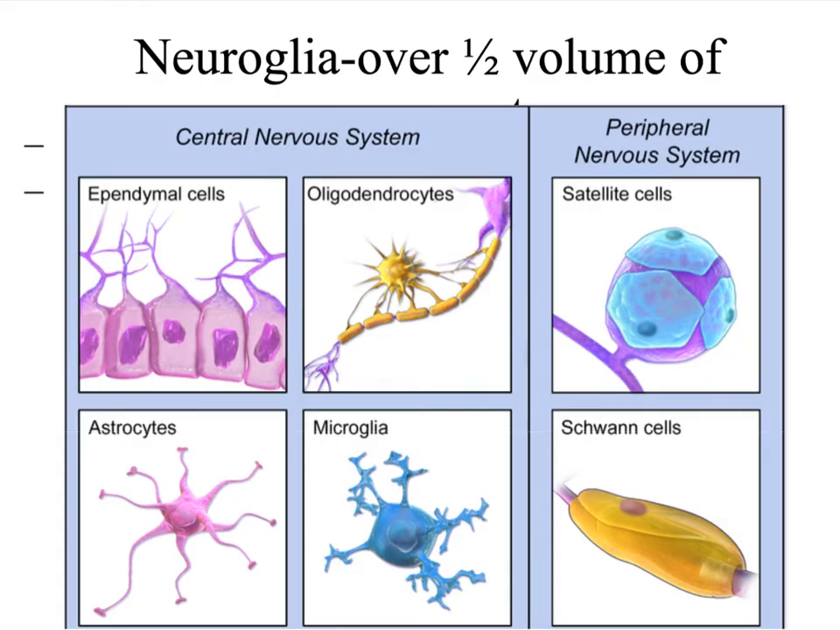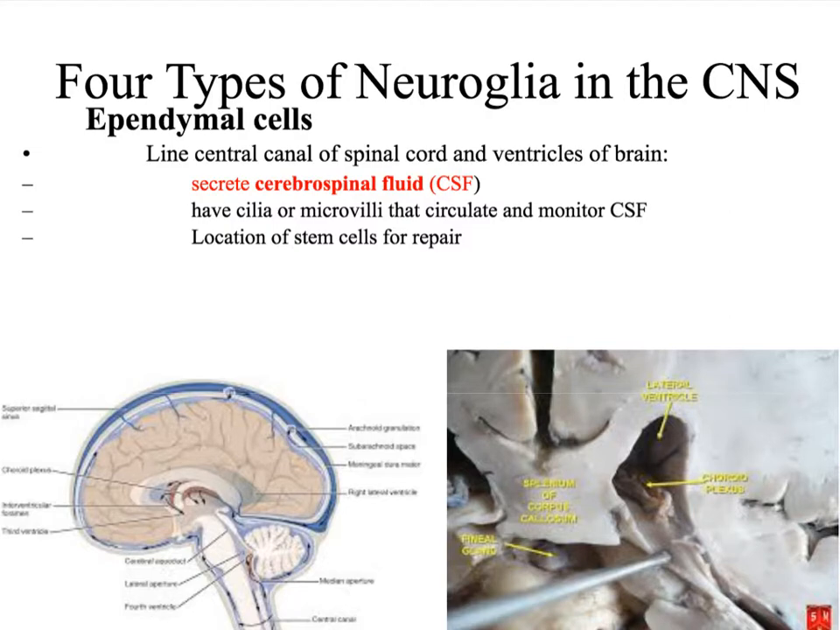These next few slides will talk about the glial cells, and these are over half the volume of the nervous system in the average adult. Let's first look at the central nervous system, and it's an important distinction. These are only in the brain and the spinal cord.